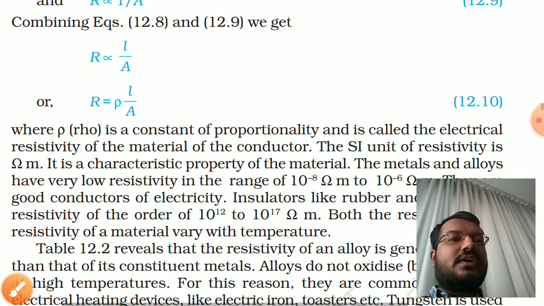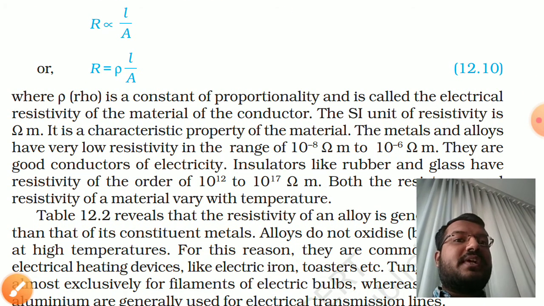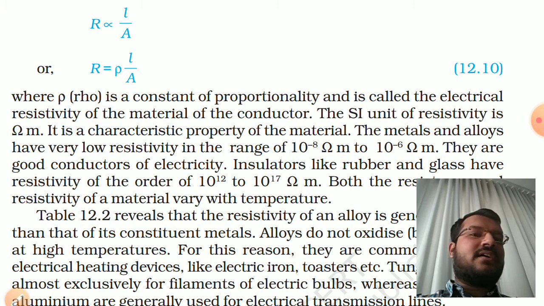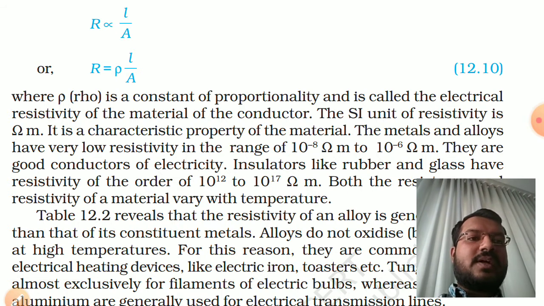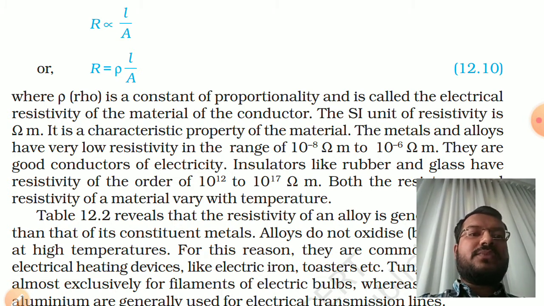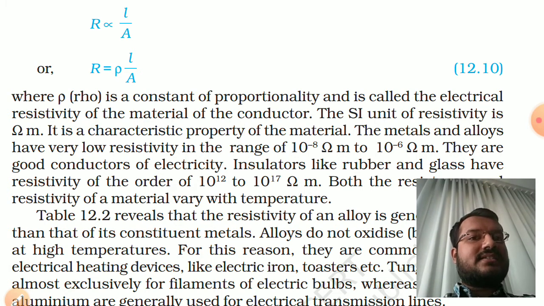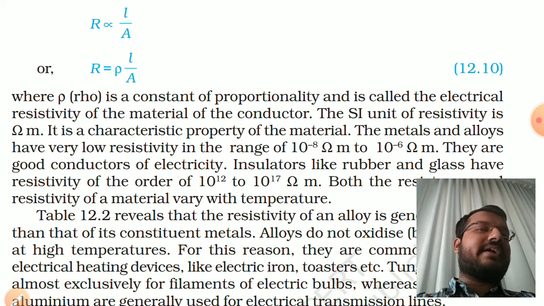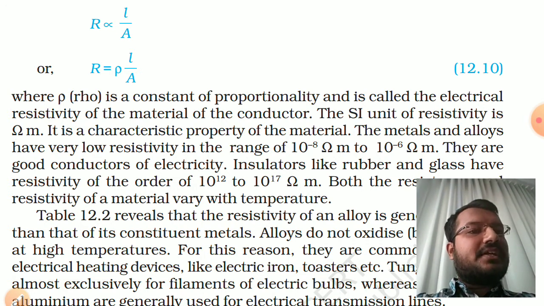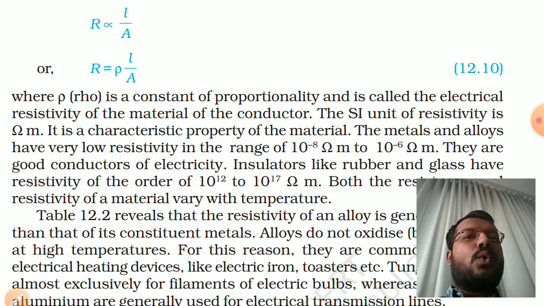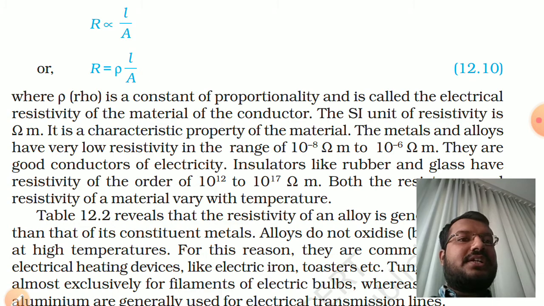Electrical resistivity is called rho. Rho defines the material of the conductor, that is, if we change to a copper wire, then our I is different. If we change to another material, aluminum or that type of wire, then the current passing through that wire will also be different. So R is proportional to rho, which is the electrical resistivity of the material of the conductor, that is, rho depends on which material the wire is made of. The SI unit of resistivity is ohm meter.